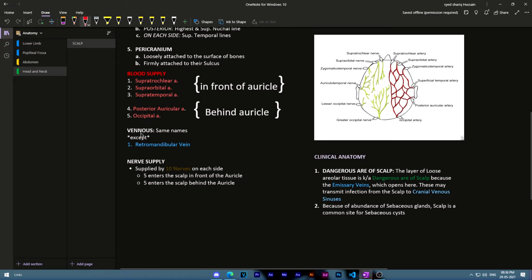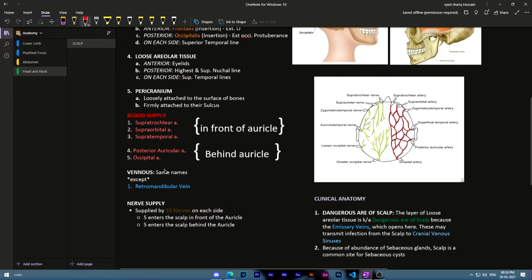So now we're gonna talk about the venous supply. It is kind of the same as every single artery, just replace the artery with the vein, and there is one exception, the retromandibular vein. So if you wanna remember this, it is easy. Just remember the arteries and put the veins. And let's talk about the nerve supply now. It is supplied by 10 nerves on each side. These are given right here. 5 enter the scalp in front of the auricle and 5 enter the scalp from behind the auricle.